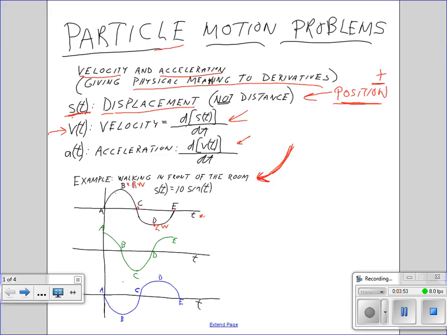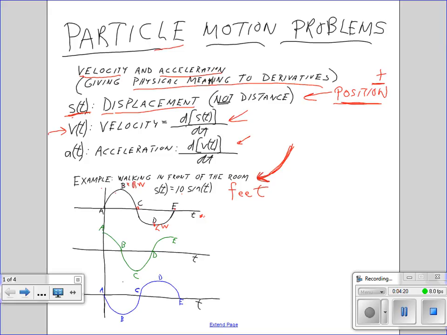Notice I'm modeling my motion as a perfect sinusoid because I'm a pretty talented walker. I've got 10 times the sine of t. Notice 10 is my amplitude, because I'm going to say the width of this room is 20 feet. So S of t is in units of feet.